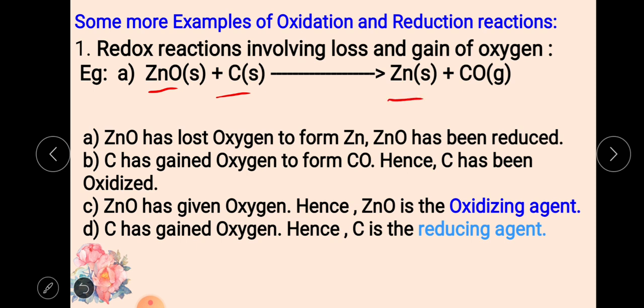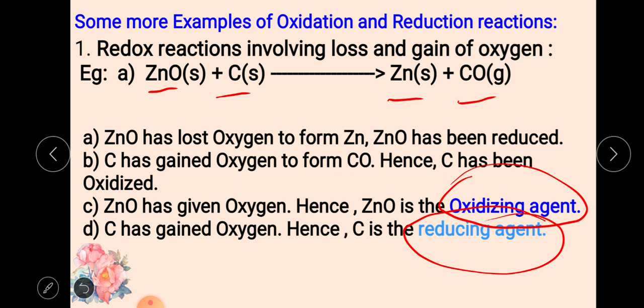Zinc will be a solid and carbon monoxide will be a gas. CO means carbon monoxide. Don't think of CO as cobalt, because capital C, small o is cobalt. It is carbon monoxide because when zinc oxide releases oxygen, it is taken by carbon. Now tell me in this reaction which is oxidized, which is reduced, and which is the oxidizing agent and reducing agent. These two terms, oxidizing agent and reducing agent, are very important; they ask in exams many times.